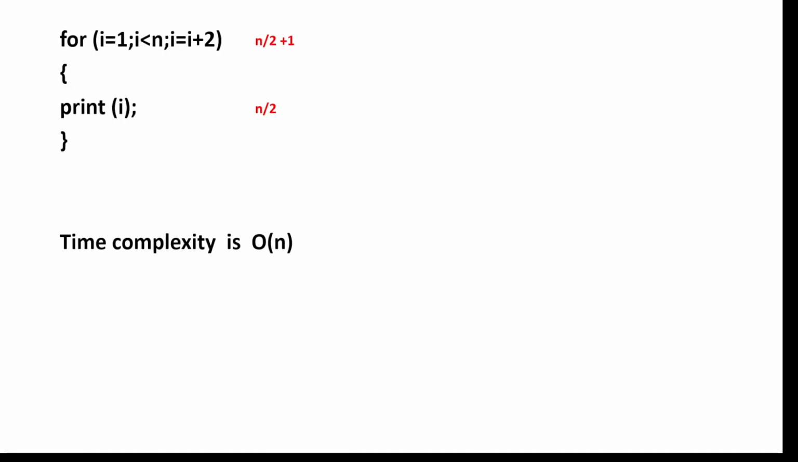Here I have a for loop where i is ranging from 1 to n, and the value of i is getting incremented by 2. In case n is 10, each time i is incremented by 2, the for loop will get executed n/2 plus 1 times. Inside the for loop we have a print statement, print of i, which will get executed n/2 times. So the function f(n) will be n/2 plus 1 plus n/2, where the highest degree of the polynomial is n, so the time complexity is represented as order of n.